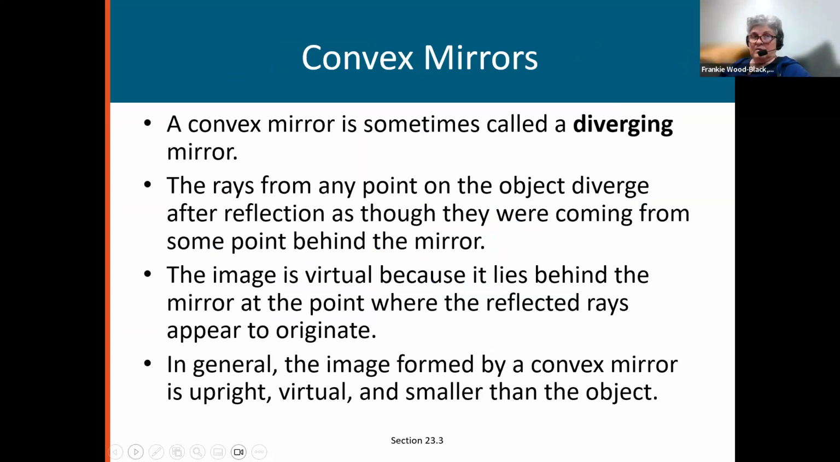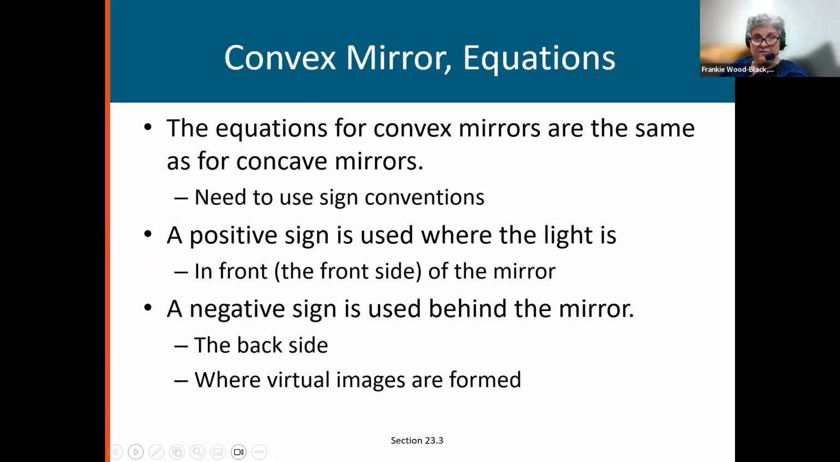So convex mirrors, we have already talked about it, are considered diverging because as the light hits that convex side of my mirror, the light's going to bounce off and will diverge. Now, what's really cool is it looks like it converges behind the mirror. So we know where that light is going to appear. So you do have that, and the virtual image is behind the mirror.